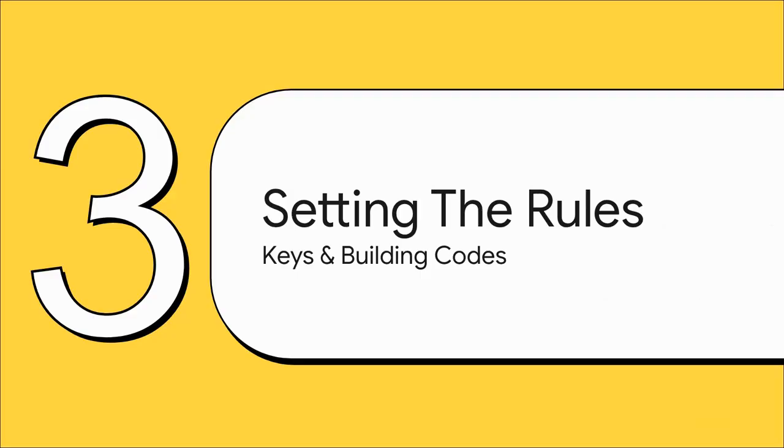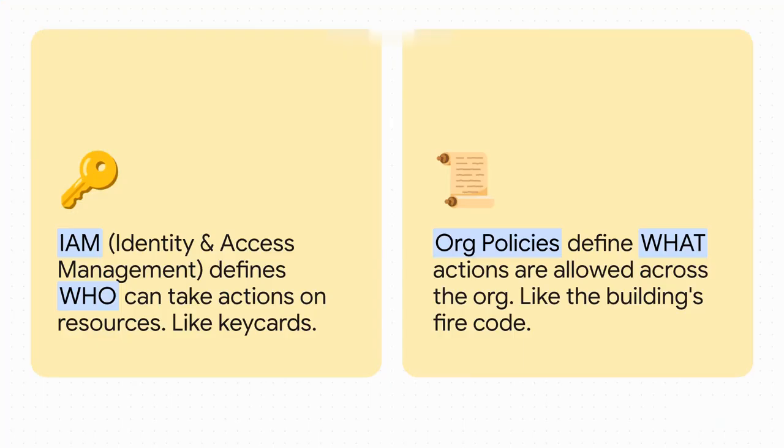Now, having a great structure is, believe it or not, only half the battle. Now we gotta set the house rules. We need to decide who can go where and what they're actually allowed to do once they're inside. And this is handled by two really important but different systems. First, you have IAM, Identity and Access Management. IAM is all about who. It's like being the security guard handing out keycards. You give specific people access to specific rooms.